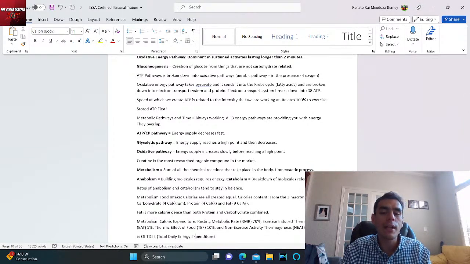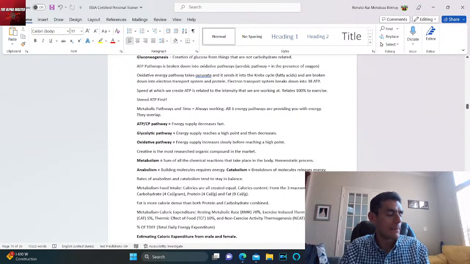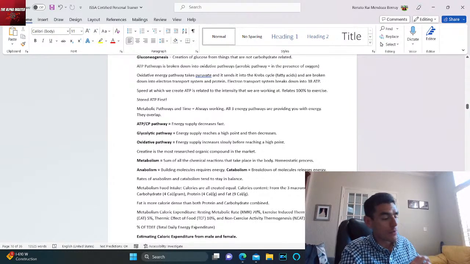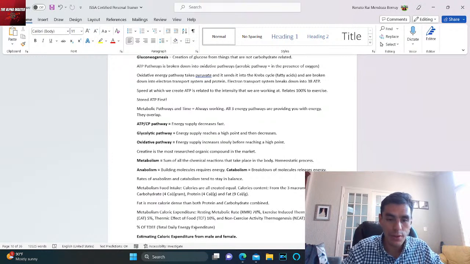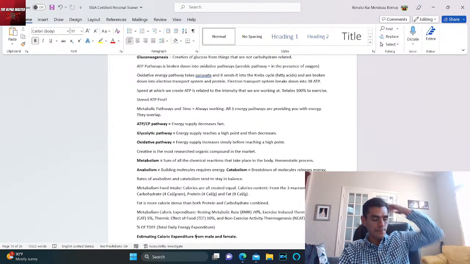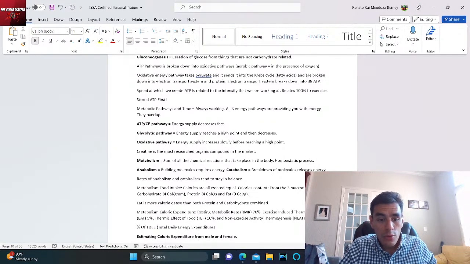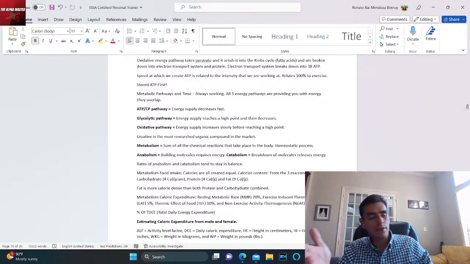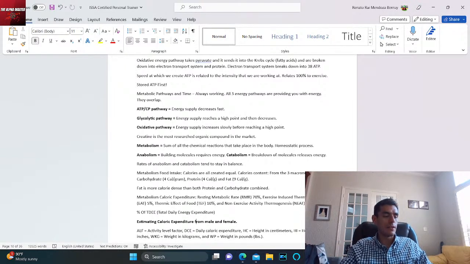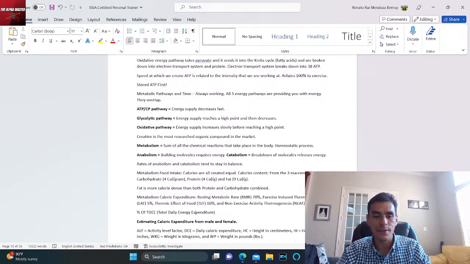You can actually estimate the caloric expenditure for male and female using a formula. The percentage of the total daily energy expenditure is 70% from the resting metabolic rate, 5% from the exercise-induced thermogenesis, 10% from the thermic effect of food, and 15% from the non-exercise activity thermogenesis.